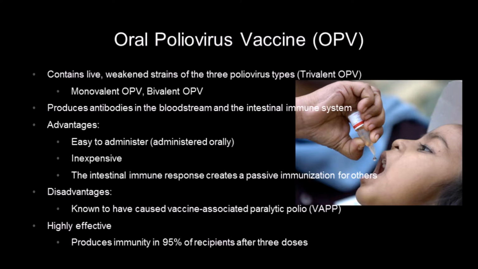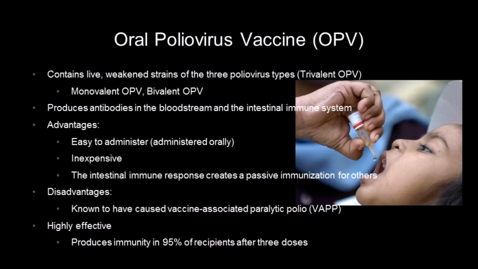So first we're going to talk about oral poliovirus vaccines, or OPVs. These vaccines contain live attenuated strains of the poliovirus types, and attenuated just means weakened. And there are three different types of OPVs. There's a trivalent OPV, which contains all three strains, a bivalent OPV, which contains two, and a monovalent OPV, which contains one of the strains of the virus. These vaccines produce antibodies in the bloodstream as well as the intestinal immune system, which is very important since we know that this virus likes to hang around in the intestines.